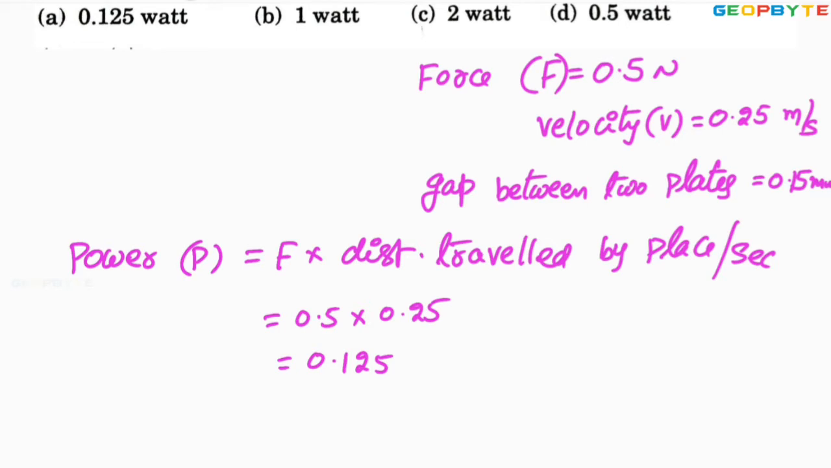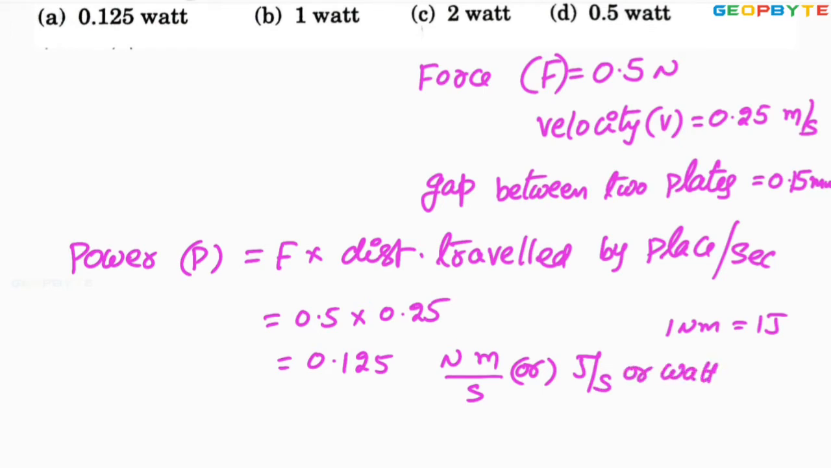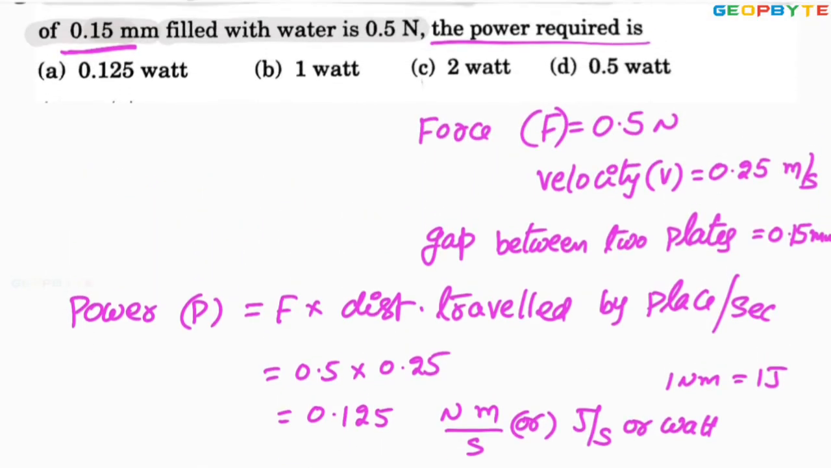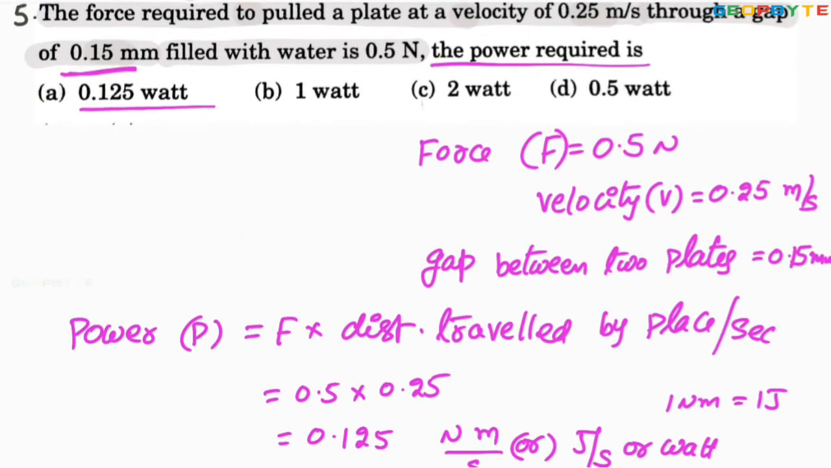Look at the units. Force is in Newton. Distance traveled is in meter per second. Here 1 Newton meter equal to 1 joule. Here it is also written as joule per second. 1 joule per second equal to 1 watt. So anyhow, the answer is 0.125 watts. Look at the options. Look at the very first option. Option A is absolutely correct. I hope you got my point.